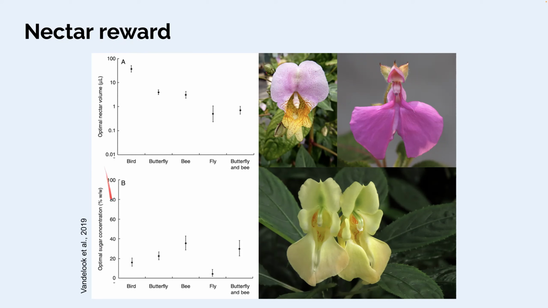Another one is the sugar concentration. One of the features we see in birds is high volume, but low concentration. So these plants are giving away proportionally a little more water. But again, it's whatever is necessary to get those animals to come and visit.